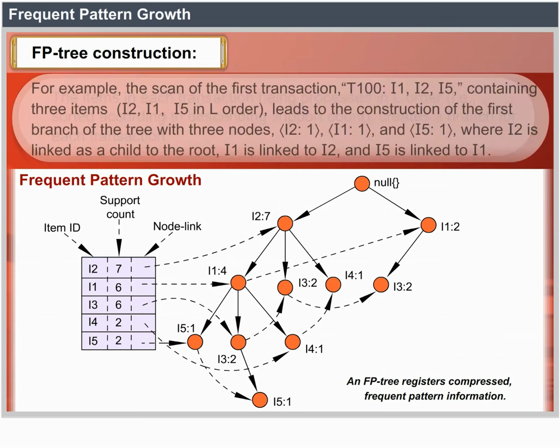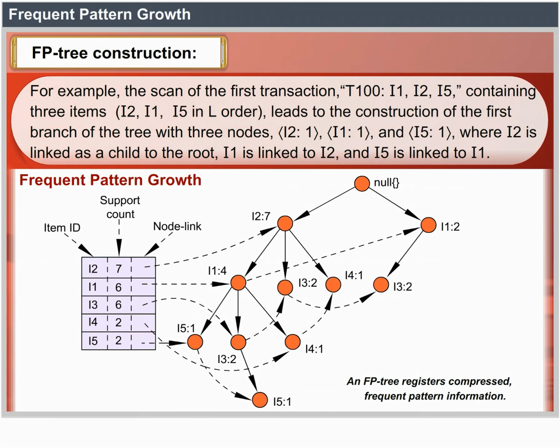For example, the scan of the first transaction T100, I1, I2, I5, which contains the 3 items I2, I1, I5 in L order, leads to the construction of the first branch of the tree with 3 nodes, I2, support count 1, I1, support count 1, and I5, support count 1, where I2 is linked as a child to the root, I1 is linked to I2, and I5 is linked to I1.